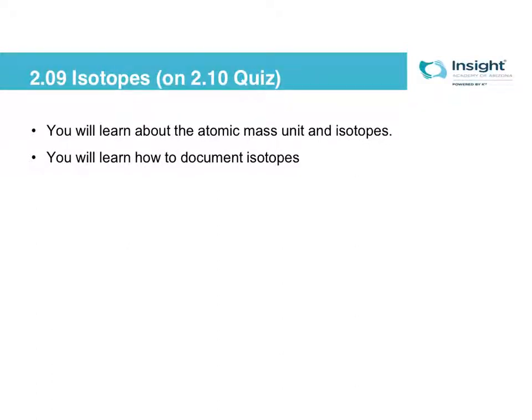Okay, so lesson 2.09, isotopes, is also on the 2.10 quiz. All right, so we are going to talk about the atomic mass unit and isotopes, what these isotopes are. And you're going to learn how to document isotopes and be able to tell them apart from each other, things like that.